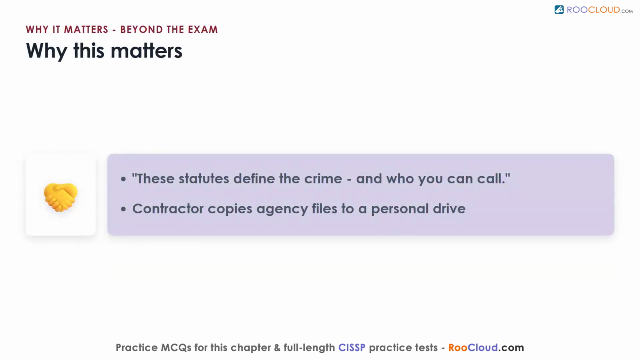Because these statutes define what counts as a crime in your environment and who you can call when one occurs. Picture a contractor who quietly copies a defense agency's files onto a personal drive. The question of whether that is a prosecutable federal offense turns entirely on laws like these. When you understand the rules, you know which incidents demand law enforcement and which documentation will hold up.